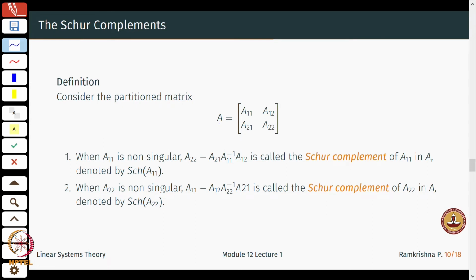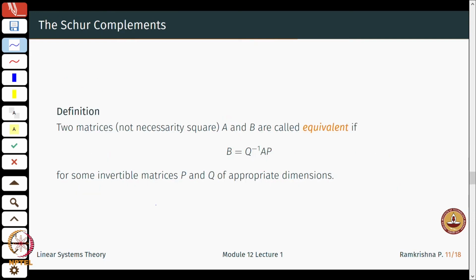So let's say I start with a matrix A, and I partition it in this way: A11, A12, A21, A22, and assume that A11 is non-singular, then A22 minus A21 times A11 inverse times A12. So this entire expression is called the Schur complement of A11 in A, denoted by this short notation. Similarly, when A22 is non-singular, then A11 minus A12 A22 inverse A21 is called the Schur complement of A22 in A and is denoted in a compact way as the Schur of A22. Okay, so what does this do to us?